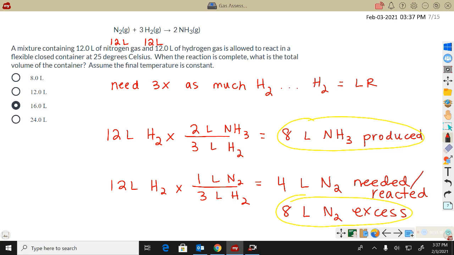We just kind of misinterpreted the 4. That's 4 liters of nitrogen needed, or 4 liters of nitrogen that get reacted, but you have 12. So you really have 8 liters of nitrogen in excess. And so the final volume is dependent on the number of particles, which would include the excess nitrogen plus the ammonia produced. 16. Oh man, I bet we were really close on that one.